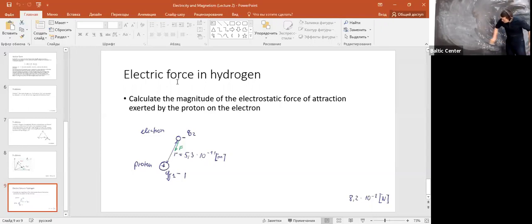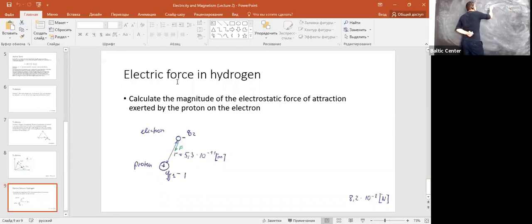Now, last problem. Okay. So we have the two charges. This is the positive one, the proton, and here is the negative charge, the electron. So these two charges attract each other. And the distance between the two charges is R equal to 5.3 multiplied by 10 to the minus 11 meters.